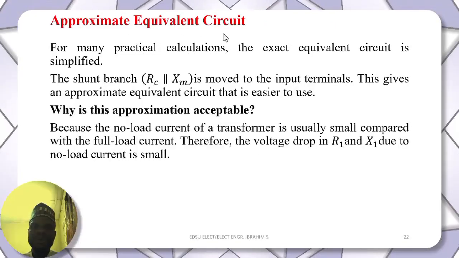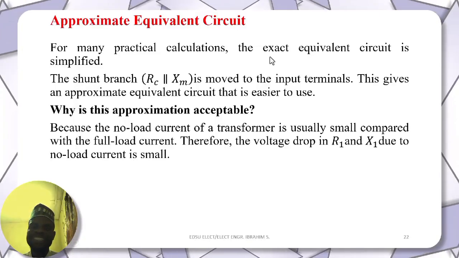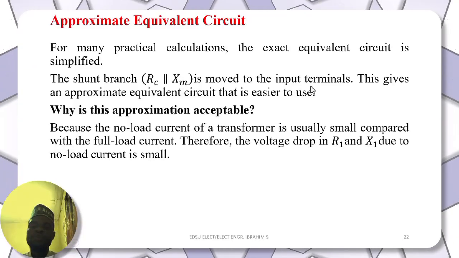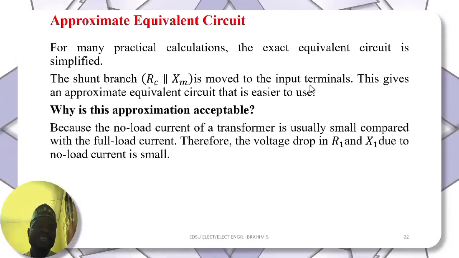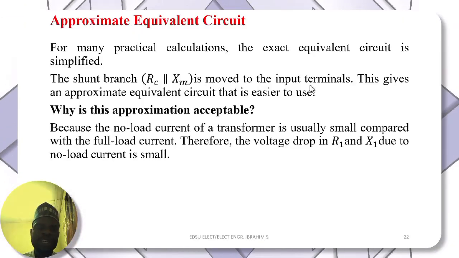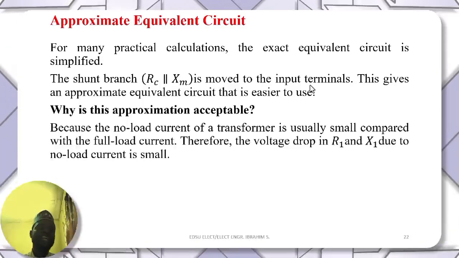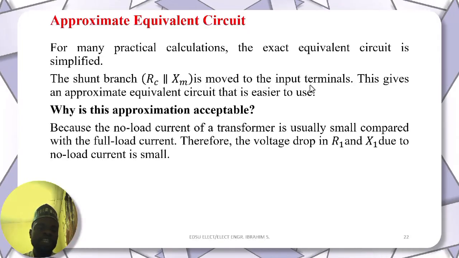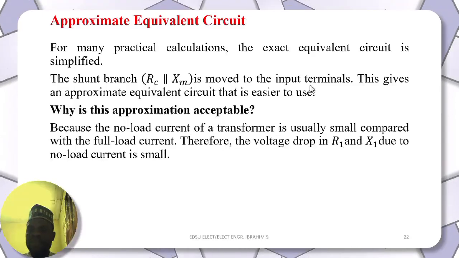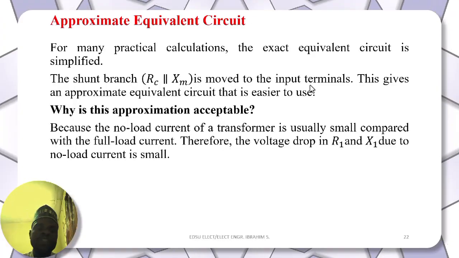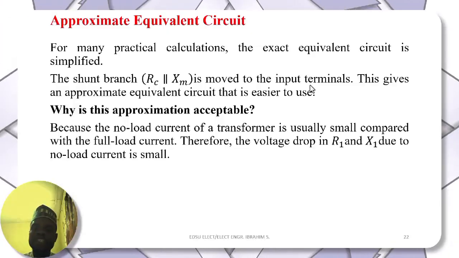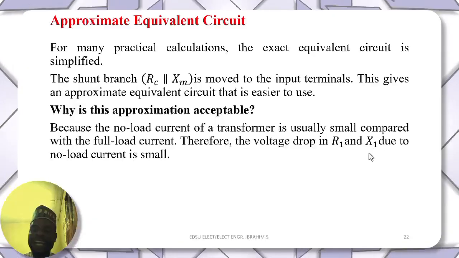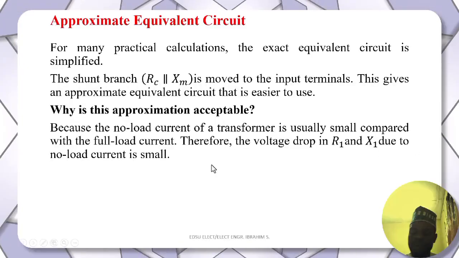So, the approximate equivalent circuit. For many practical calculations, the exact equivalent circuit is simplified. The shunt branch, which is this, is moved to the input terminals. This gives an approximate equivalent circuit that is easier to analyze. Why is this approximation acceptable? The approximation is acceptable because the no load current of a transformer is usually small compared with the full load current. Therefore, the voltage drop in the primary resistance and primary reactance due to no load current is small.